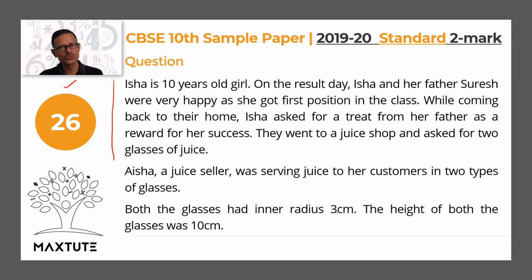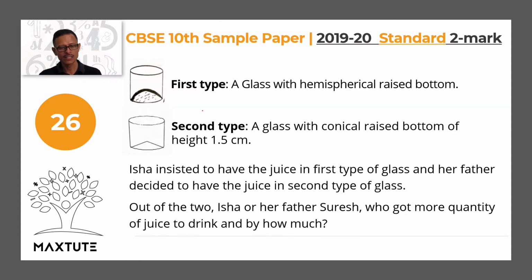The juice seller is serving juices to her customers in 2 types of glasses. Key data, both the glasses had inner radius of 3 centimeters. Height of both the glasses is 10 centimeters. Let's look at the shapes of both these glasses. The first type, cylindrical shaped glass with a hemispherical raised bottom. This raised bottom is hemispherical in shape. The second glass is also cylindrical in shape, but it's got a conical raised bottom. The height of the cone is 1.5 centimeters. In this case, they have not mentioned the height because the height is nothing but the radius of the hemisphere.